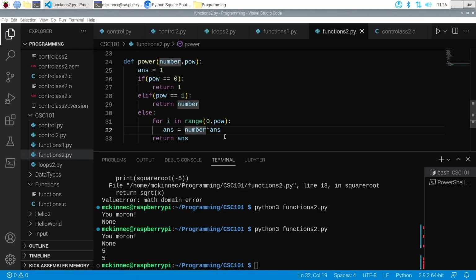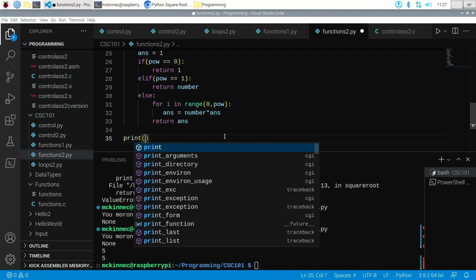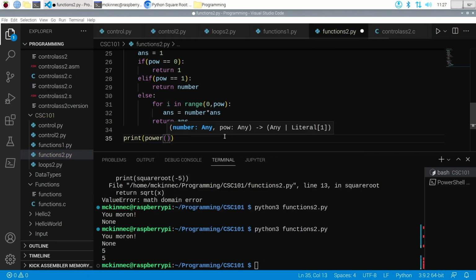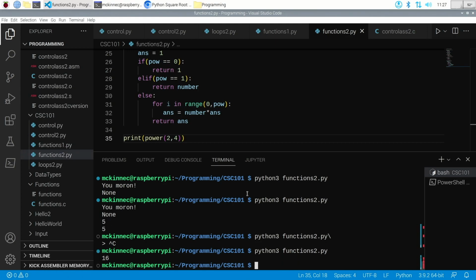Now let's make sure that the function actually works. Okay, so let's print, what did I call this thing? Power of, let's do 2 and 4. So 2 to the 4th is what this thing is computing. Does it work? Yes, we got 16. Okay, so does that kind of make sense?